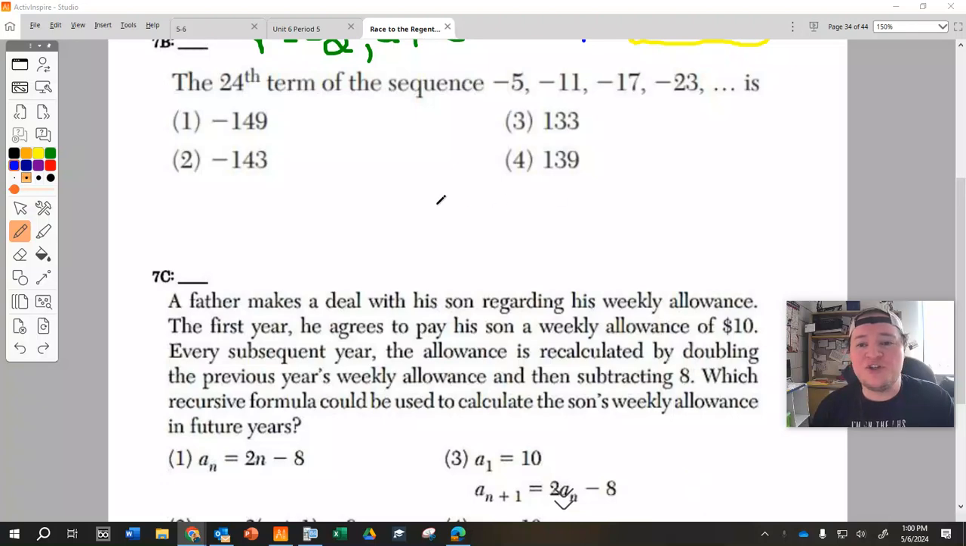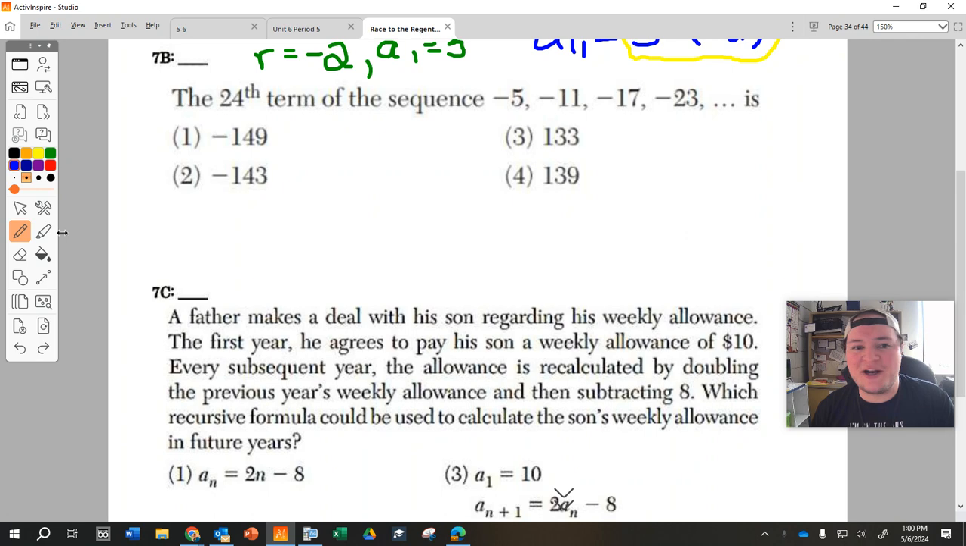All right, question 7b. There's some writing up there from the earlier question that was distracting me. 7b says the 24th term of the sequence -5.